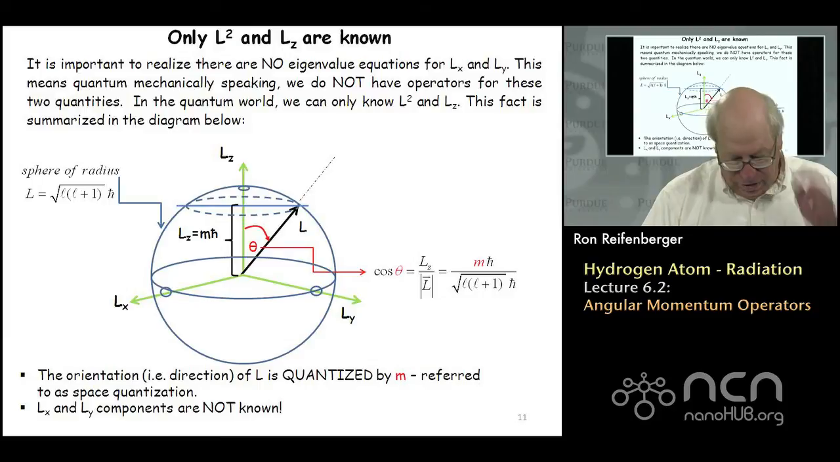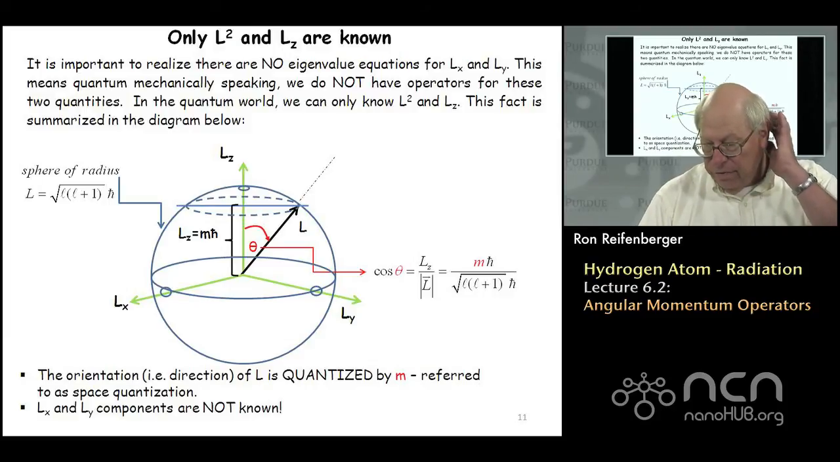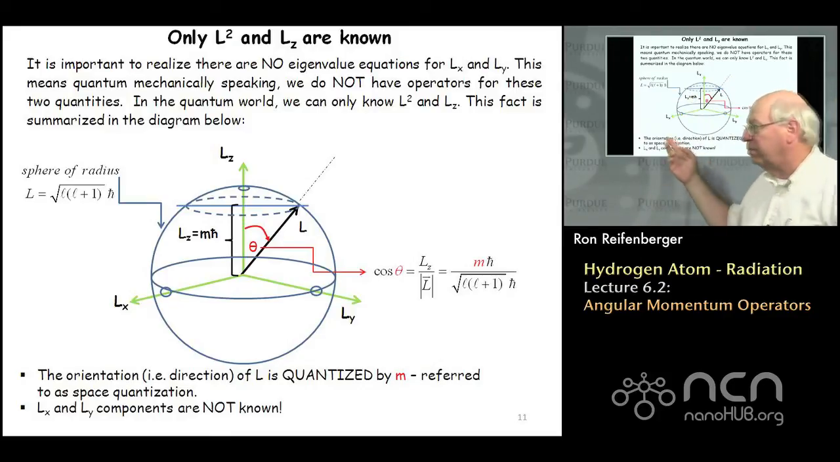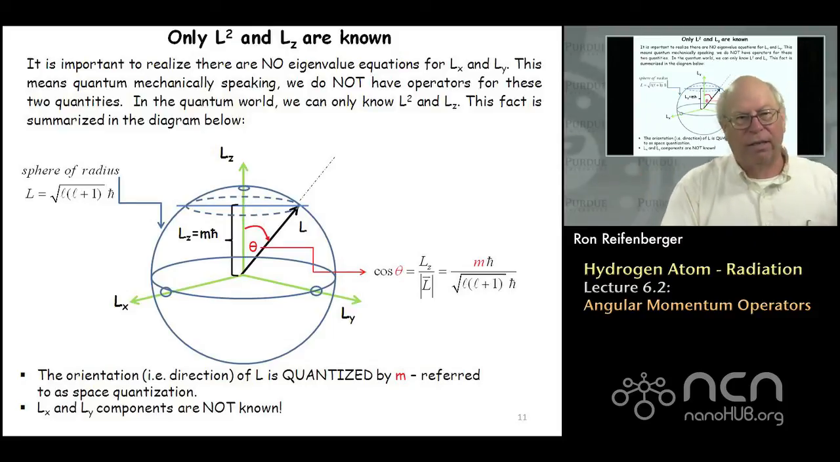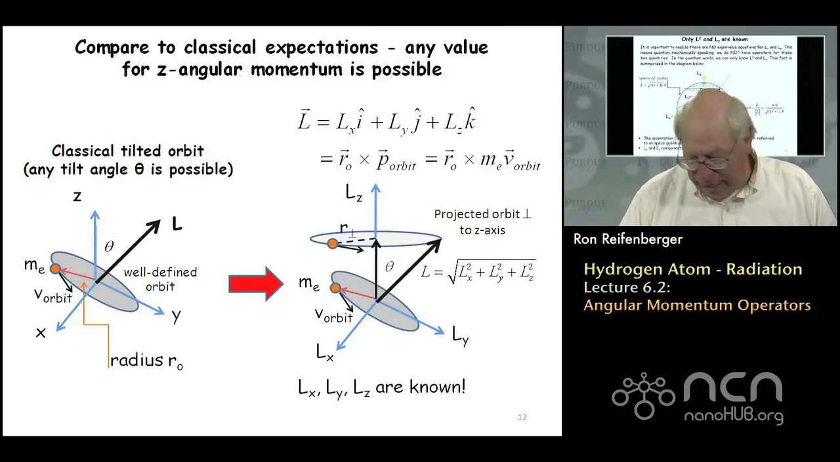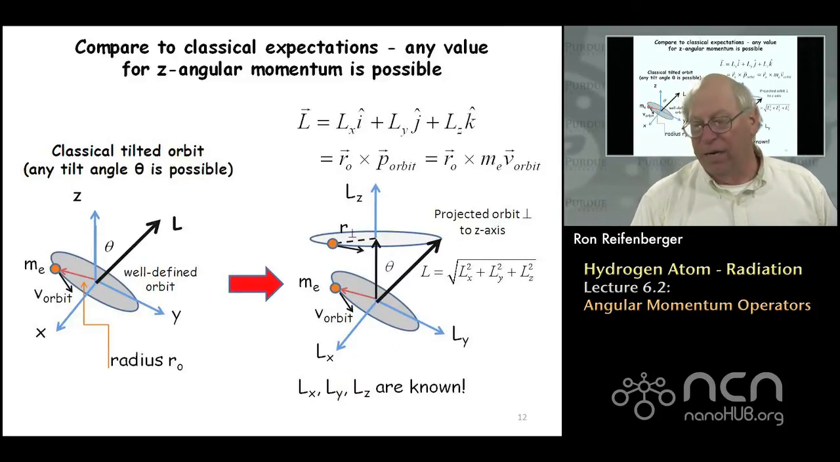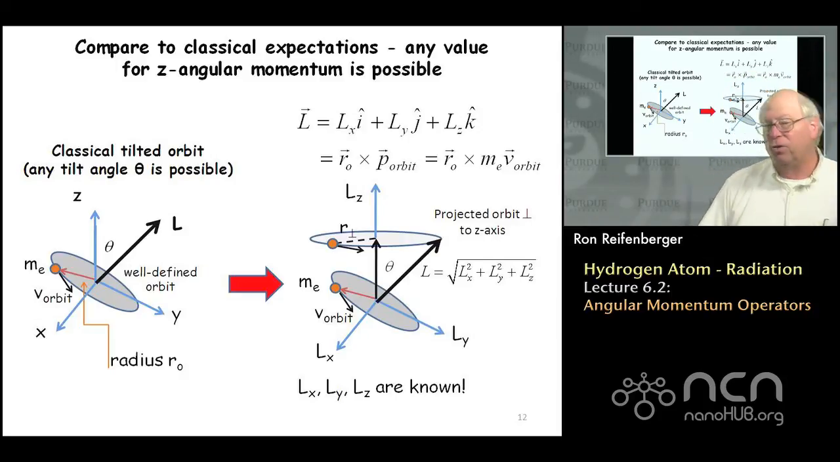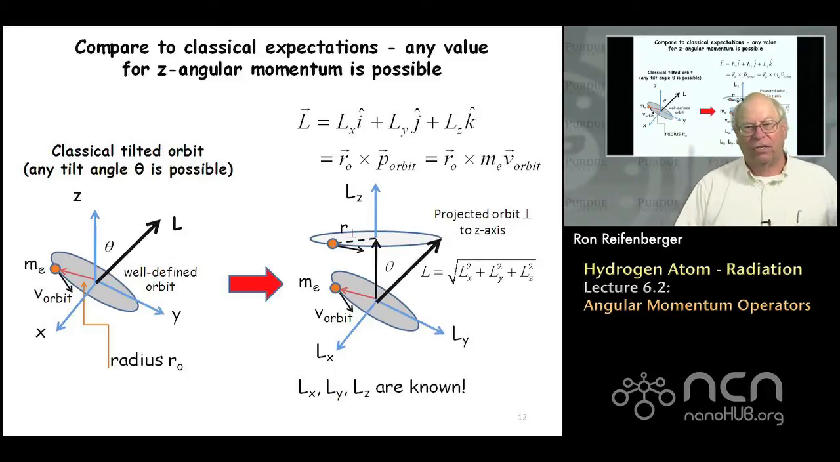The other consequence of this discussion, which has far-reaching implications, is that we have no knowledge of L_x and L_y, right? Schrödinger's equation doesn't give us any information about those two quantities. So it's useful to try to understand that puzzle, and the way to do that is to take a step back and compare it to a classical orbit and remind yourself what a classical orbit tells you about the motion of the object.